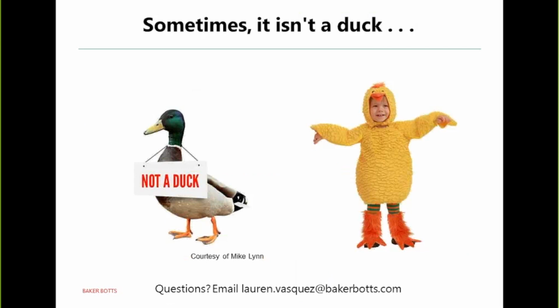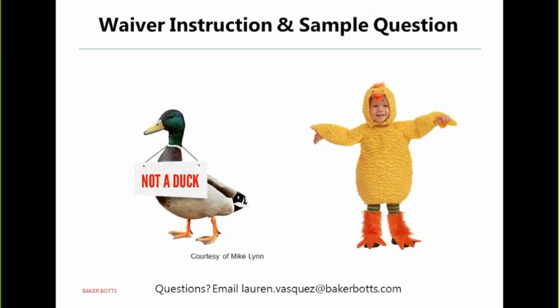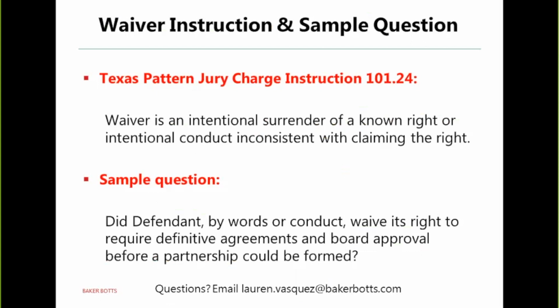So one takeaway is the Court of Appeals sort of rejected this "walks like a duck, looks like a duck, sounds like a duck" reasoning, and at least on the record as this case was tried, concluded that sometimes it isn't a duck, and concluded that the jury should have been asked whether there was a waiver of the conditions precedent. That was the conclusion of the Court of Appeals. This slide is a little bit of insight and Monday morning quarterbacking, if you will, from us in terms of what such a jury instruction and sample question might have looked like.